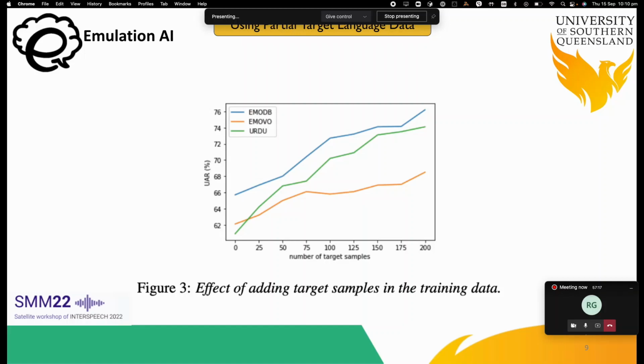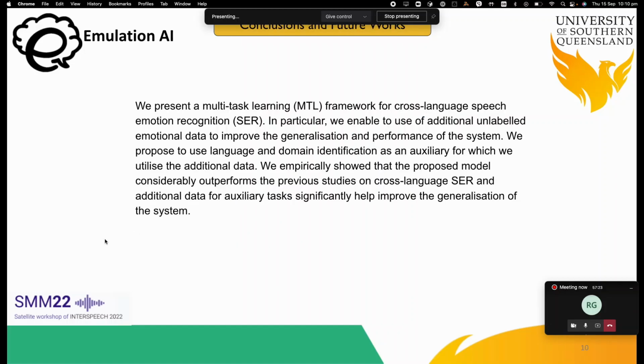So these are a couple of experiments, and here is the conclusion. Based on all these findings, we can say that if we have data that is labeled for one of the tasks, we can utilize that data to jointly optimize the system and learn generalized representations. These representations can help us improve the performance for the main task, that is the emotion classification.